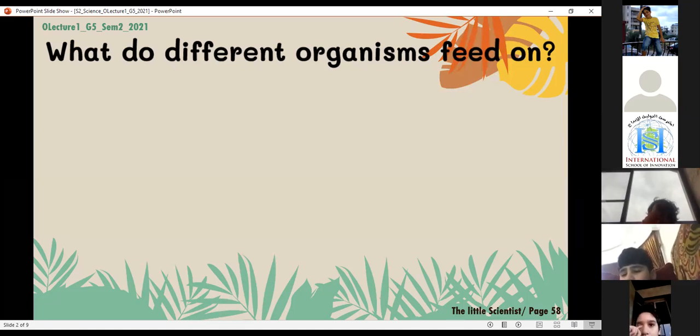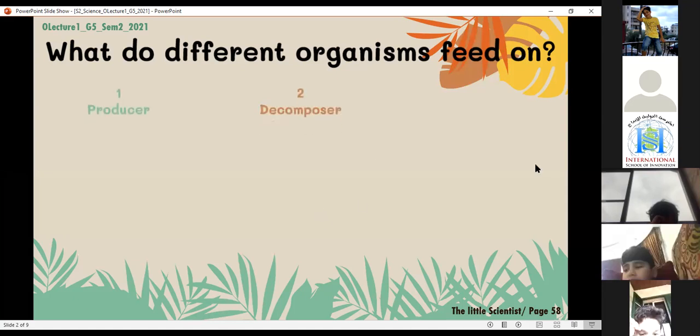We have organisms that produce their own food and organisms that eat it. Producers and decomposers, and what is the third? Consumers. Excellent job. The 3 groups of organisms are producers, decomposers, and consumers.